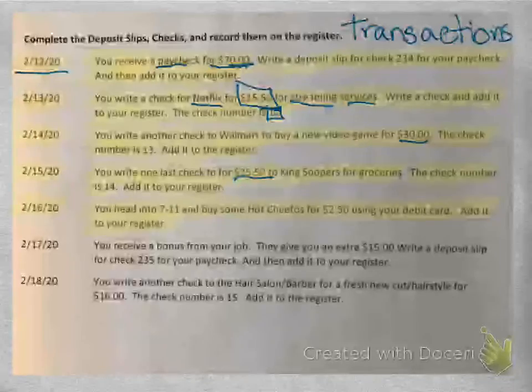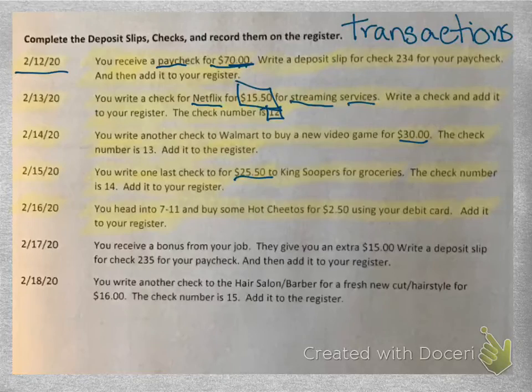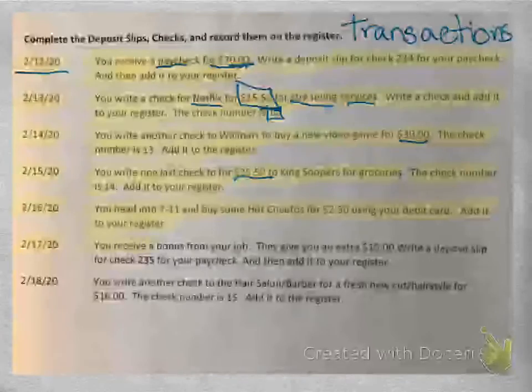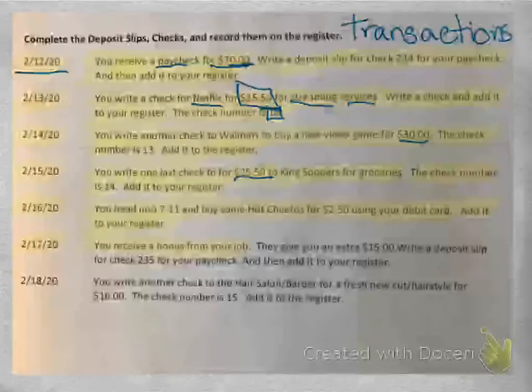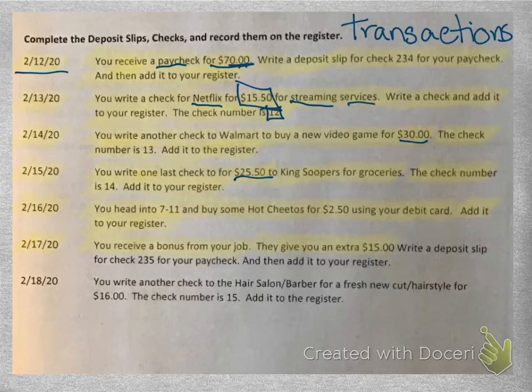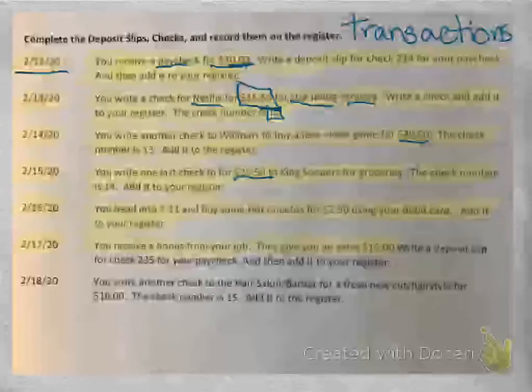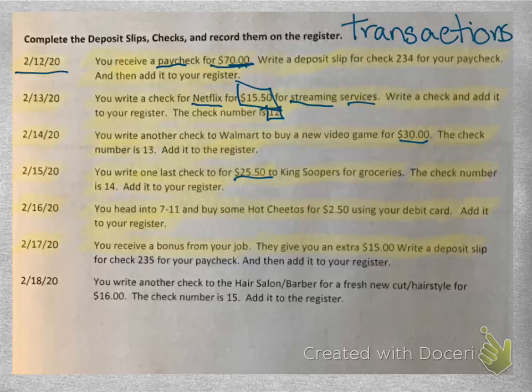All right, here we go. We're going to do one more. On 2/17, you receive a bonus from your job. Oh, thank goodness. A bonus means you get a little extra money on top of your paycheck for some reason. They give you an extra $15. That's really lucky since we were in debt and we owe the bank some money. Write a deposit slip for check 235 for your paycheck.